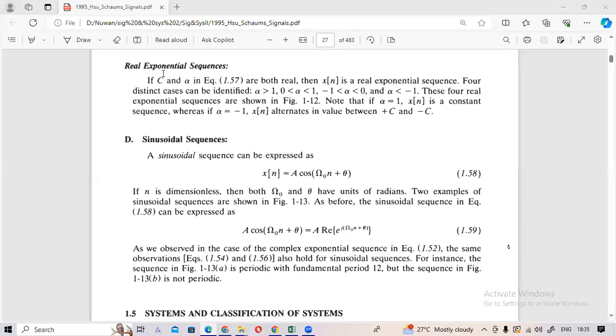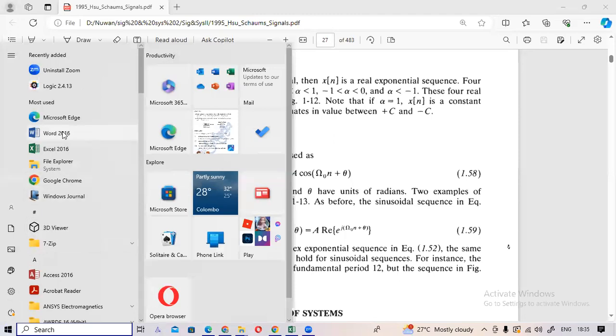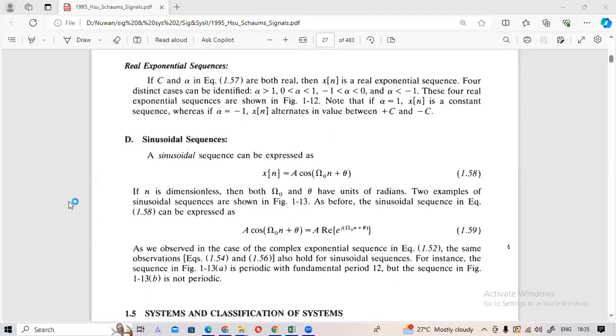Okay, so we have completed the sampling part. Now we need to focus on Fourier analysis. That is our topic, and that is what we are going to start today. Okay, so that is Fourier analysis.